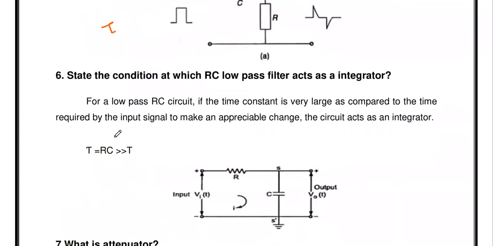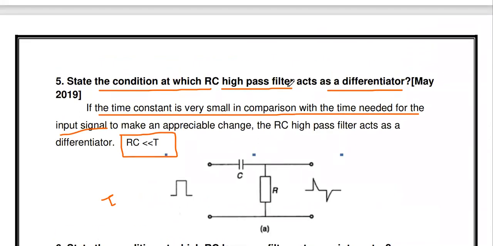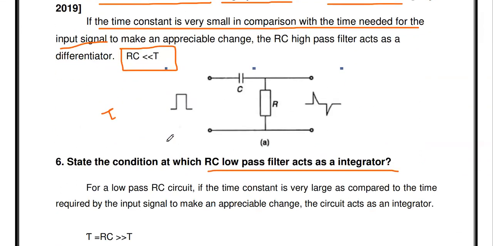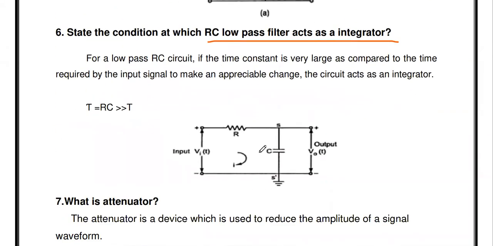Okay. Then the next question: state the condition at which the RC low pass filter acts as an integrator. Similarly, for the low pass filter, in series we have to use a resistor and in parallel we have to use a capacitor. This is the low pass. This low pass circuit will act as an integrator, meaning the output of this circuit is directly proportional to the integration of the input signal. That circuit is called an integrator. It performs the mathematical operation of integration.